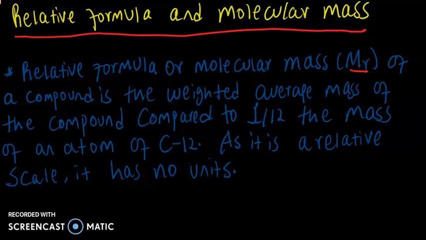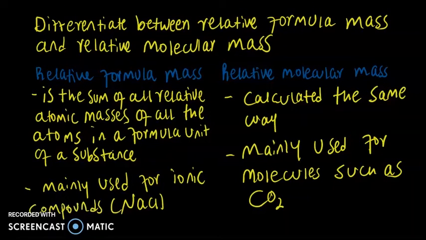In one of my last videos we saw that the concept of relative atomic mass allows us to compare the relative masses of different atoms. The spotlight is on atoms, but relative formula and molecular mass allow us to compare the relative mass of different compounds and not atoms. So that's where the difference is. We have to differentiate between relative formula mass and relative molecular mass. They might be the same, but there's something about them that's different.